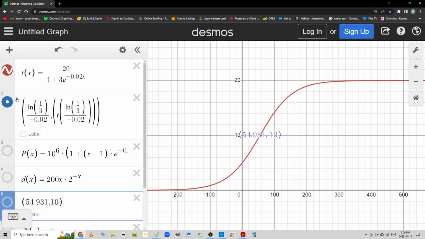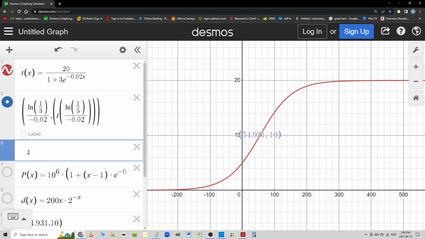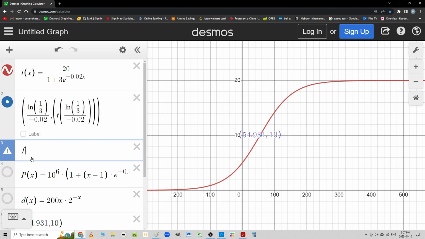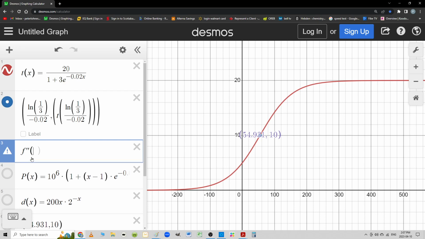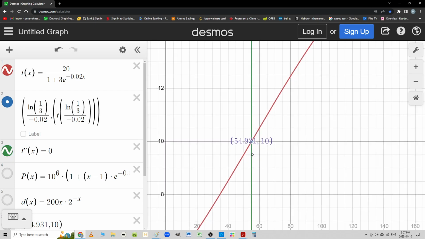Now, I want to introduce something useful for you. I can also tell Desmos to find my first prime and set it to 0. And Desmos won't draw it because there was no first prime in this case. There's no maximum to that curve. But I can tell it to set my second prime, which is the second derivative, to 0. And be sure to name the proper one, so this one was t. And Desmos will draw a straight line up and down through that point.